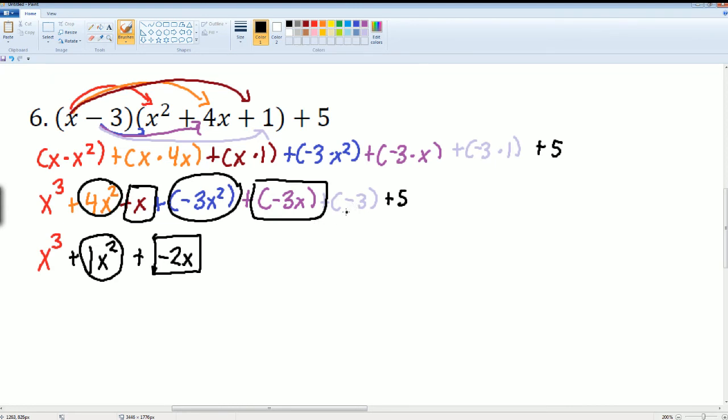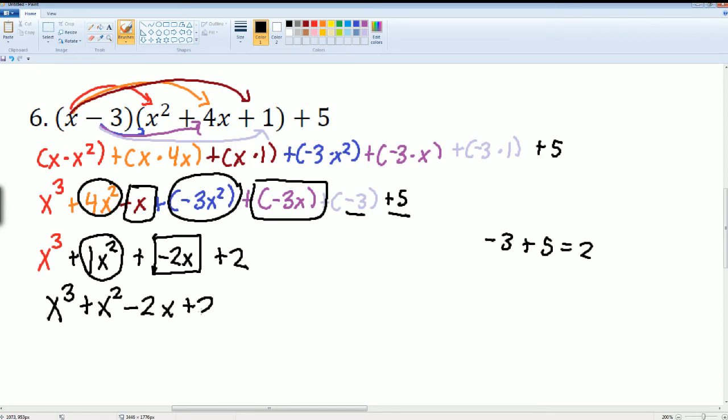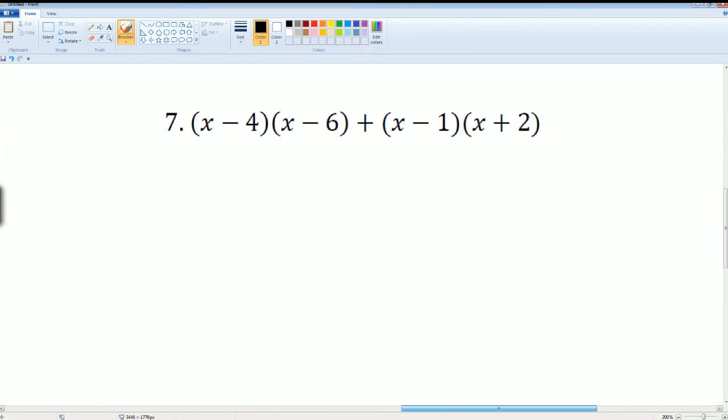Oh, yeah. I have a negative 3 and a plus 5. That becomes a plus 2, right? Negative 3 plus 5 in your calculator should get you 2. Okay, so you have x cubed plus 1x squared, which is just x squared, minus 2x plus 3. Notice, if you follow each of the steps, you should be getting it correct because you stayed organized. The only way students get this wrong is because they're very unorganized when they multiply. Okay, but I know you're smarter than that.